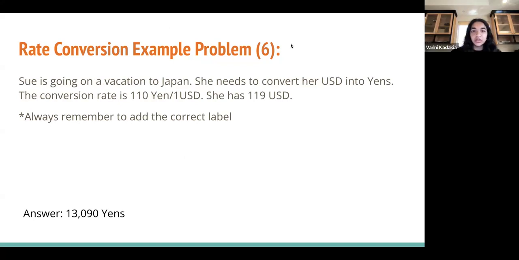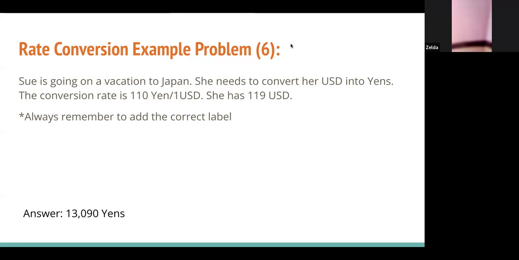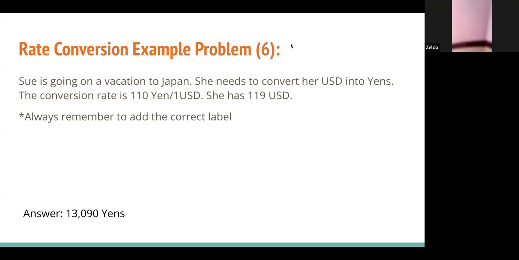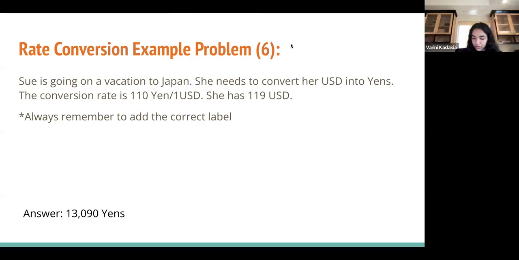You don't understand? That's okay. So please, you multiply the 110 yen and 119 USD. You multiply them to get the 13,090 yen. Like I was saying before, there are two ways you can do this.